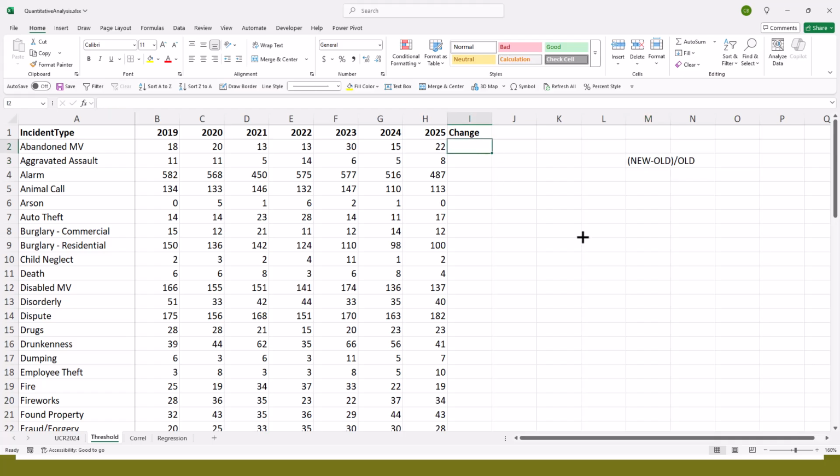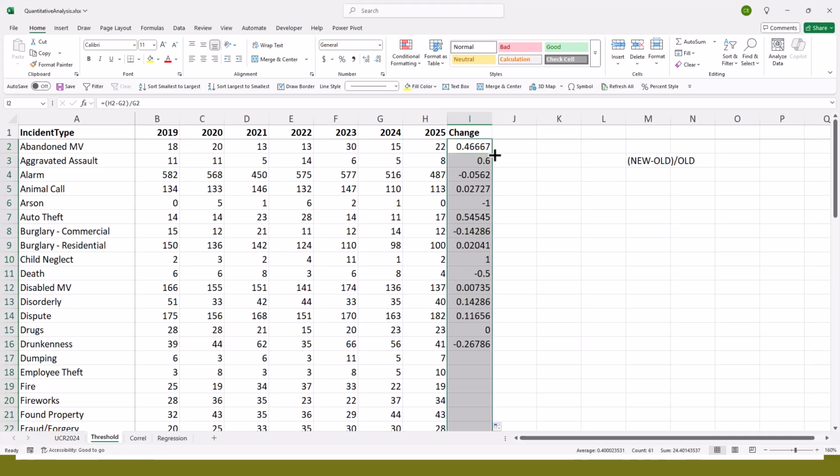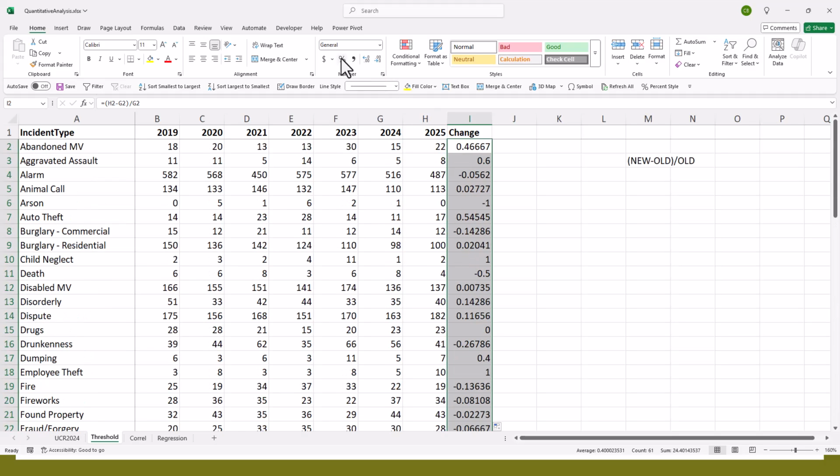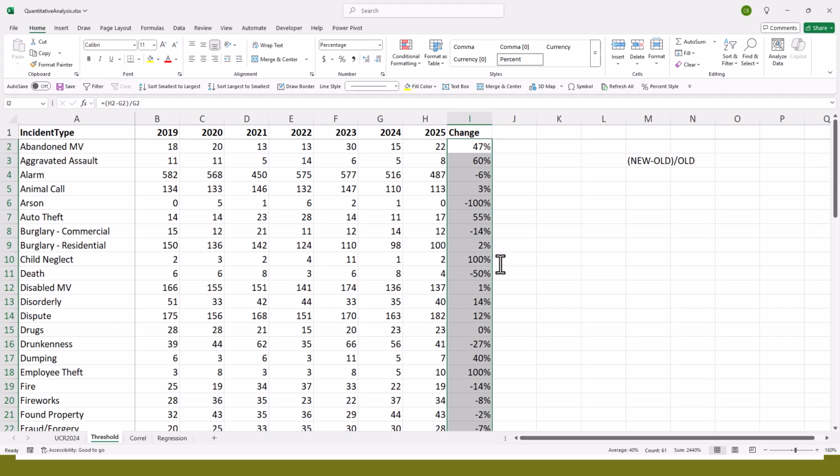We have to do that first, because the order of operations would normally do the division before the subtraction. So we're going to take H2 minus G2 divided by G2 and fill that down. And then that's the proportional change. To turn it to a percentage, we just simply have to hit the percentage symbol on the Excel toolbar up here. So, abandoned motor vehicles went up 47% between 2024 and 2025.